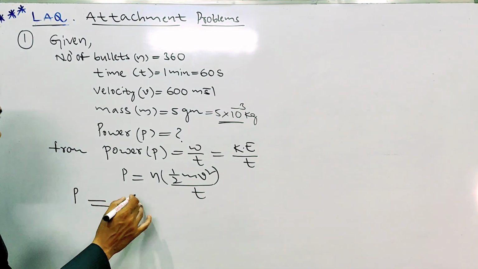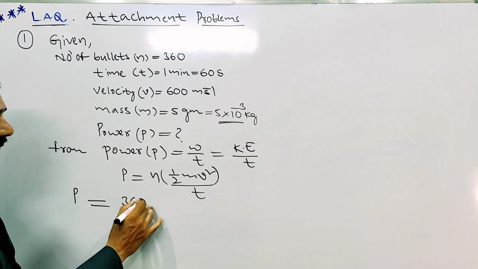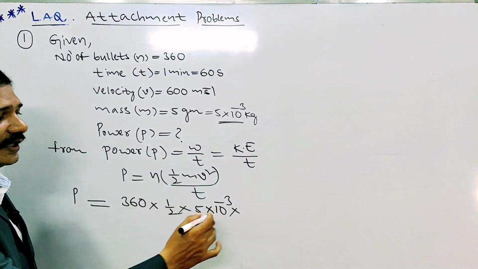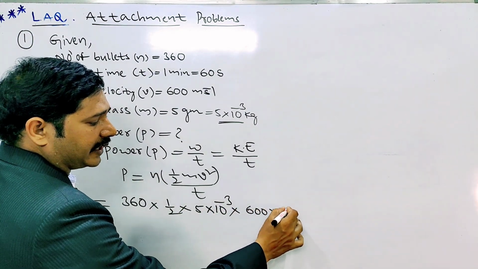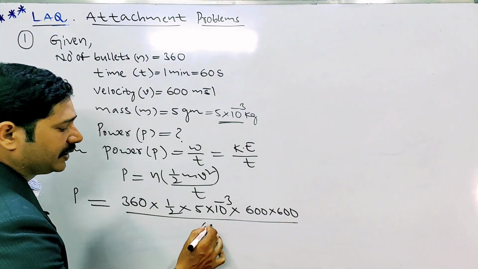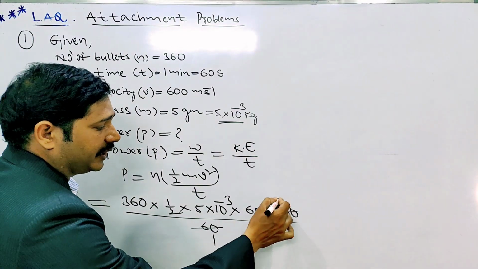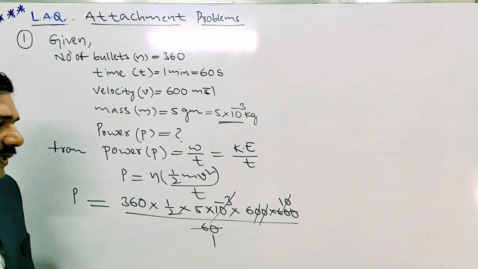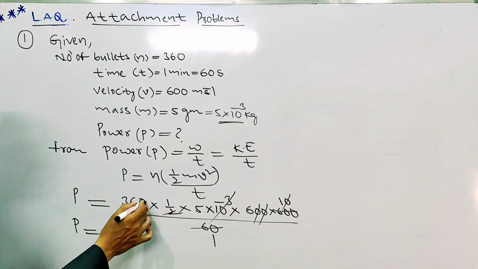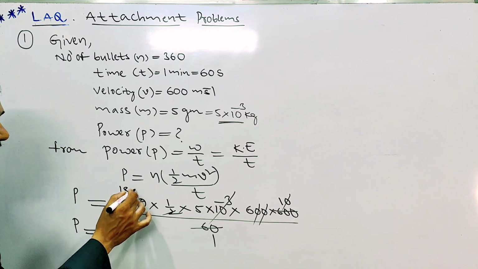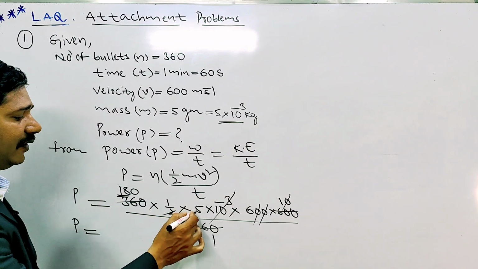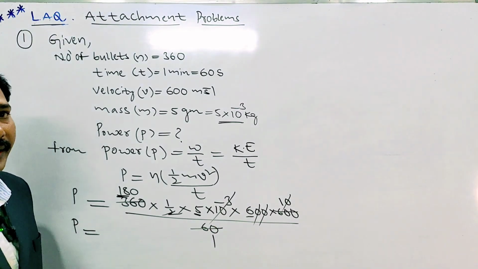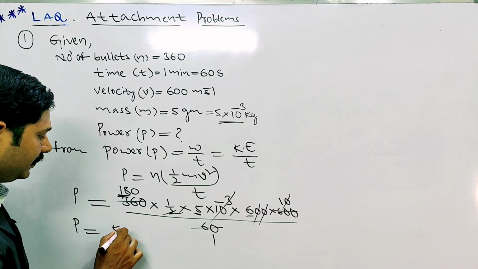Substitute the values. P equals n value: 360 bullets into half into mass, 5 into 10 to the power of minus 3, into v square, 600 whole square, by t. t is 60. Here 60 1 ja 60, 10 ja 600, 3 zeros. Here 10 to the power of minus 3 cancels. Remaining is P equals, 2 1 ja 2, 8 ja 16, and this 0. Now you multiply this: 18 5 ja 90, 90 into 0 is 900, 900 into 6, 9 6 ja 54 and 2 zeros.